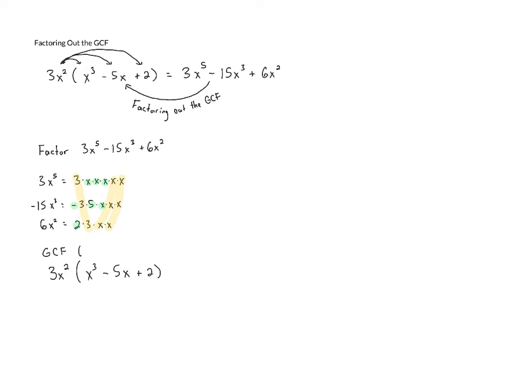So in parentheses, the things that we're going to always put will be the leftovers, the things we're left with after we've pulled out those common factors. And so when we factor 3x to the fifth minus 15x cubed plus 6x squared, we end up with 3x squared times the quantity x cubed minus 5x plus 2. So this is how we can find and factor out the greatest common factor, but we don't actually want to have to write all of this out every time.